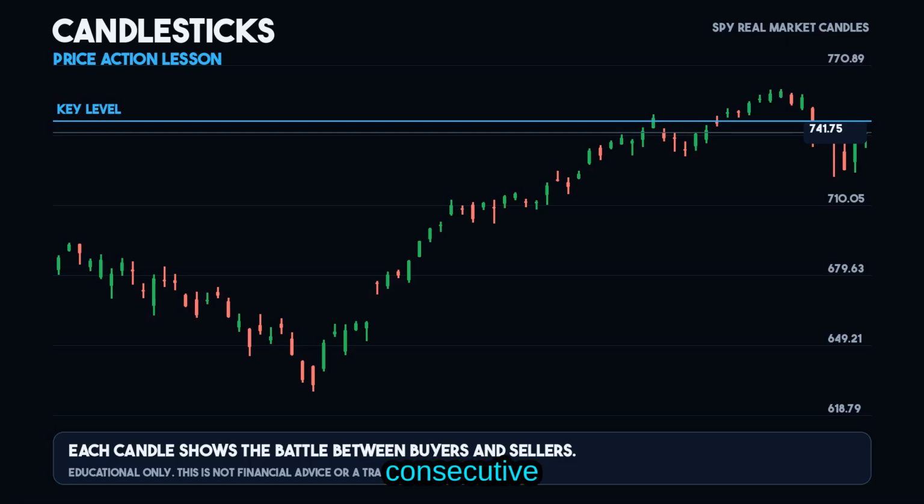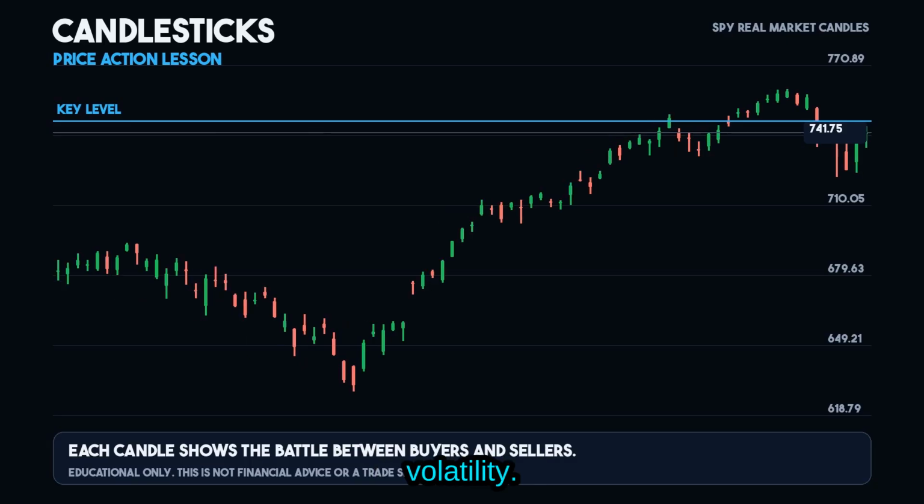At least 5 consecutive candlesticks with a green body. This tells us that the market has been trending upward for a while. 1 candlestick with both a red and green body. This tells us that the market has been experiencing some volatility.